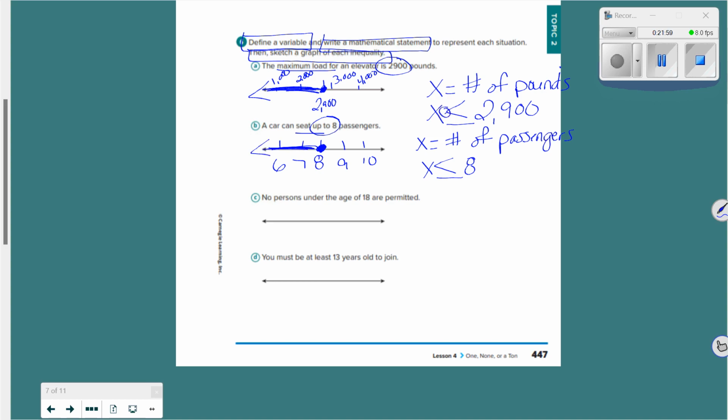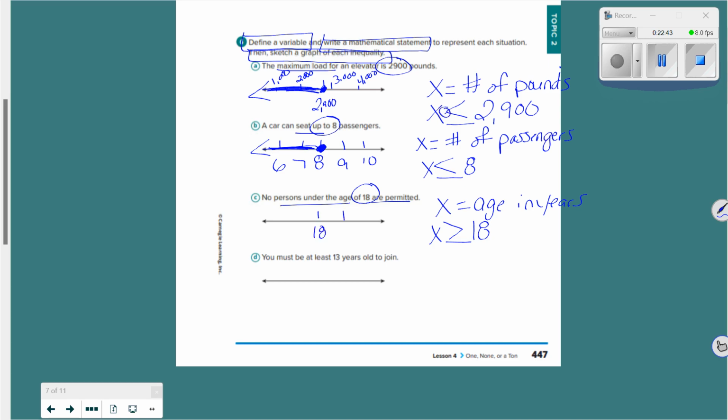All right. C, no persons under the age of 18 are permitted. So X is talking about what? Age in years. I know I have X and I have 18 for my problem. Now, it says no persons under the age of 18. Can they equal 18? Yes. At 18, they are permitted, so it can equal 18. Can they be older than 18? Yes. So it is greater than.